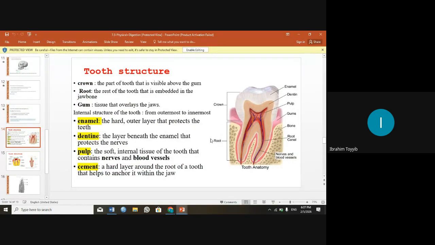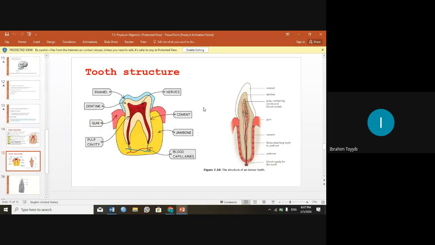So let's look at the tooth structure, the teeth structure. Let me first show you this. It is this type of structure JAMB used to bring. Note it very well. This part is the enamel. The second part here is the dentine. The innermost one is the pulp cavity. It contains nerves and blood vessels.